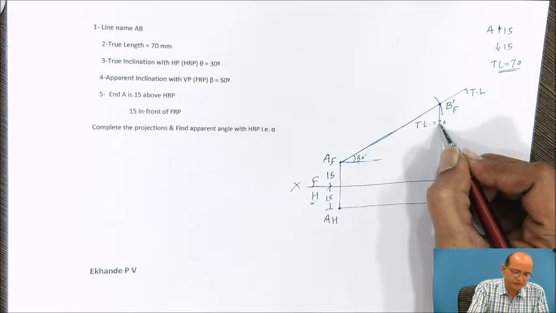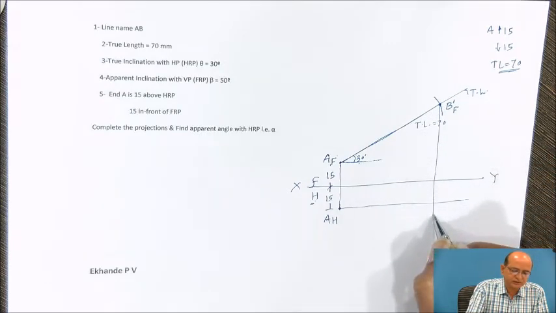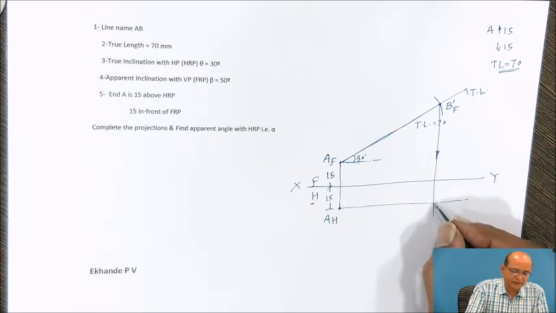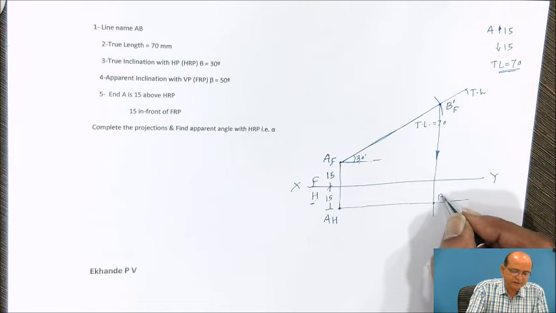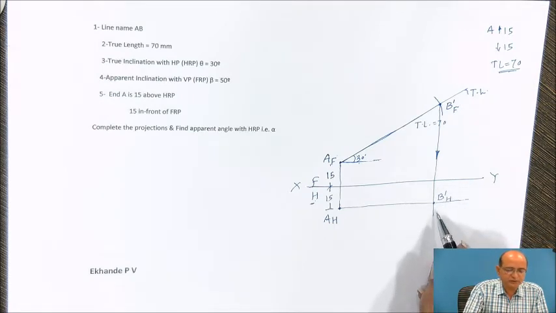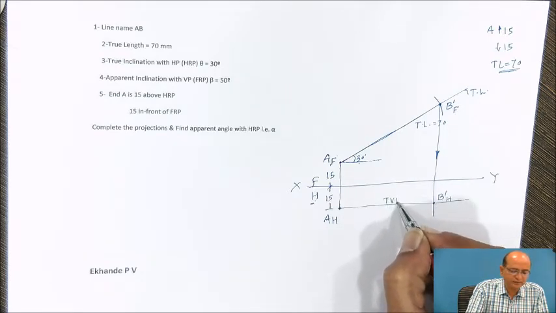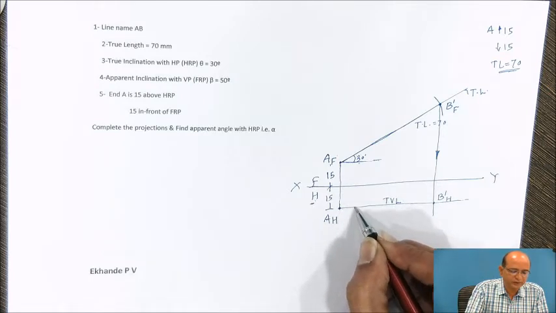Now we will draw the line parallel from this AH position, and on this parallel line, when you have the projection from this B dash F, it will have the intersection over here as B dash H. So that is showing the parallelity, and this length is the top view length of the line.